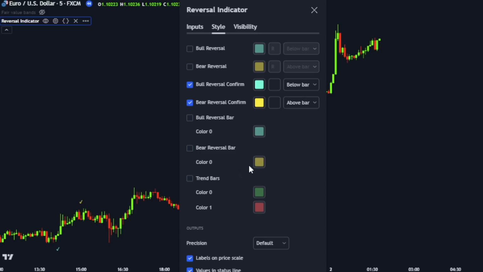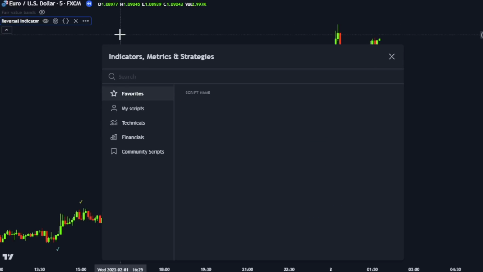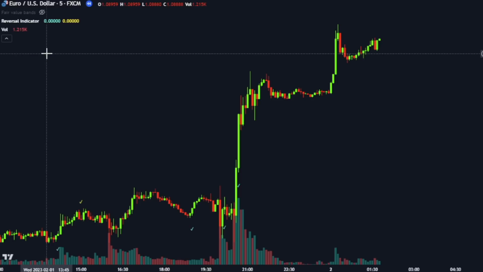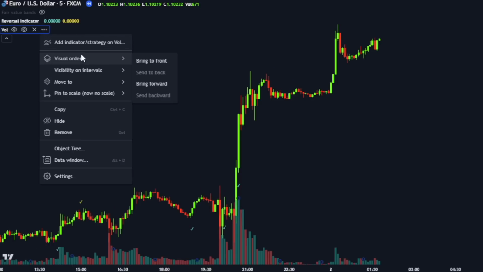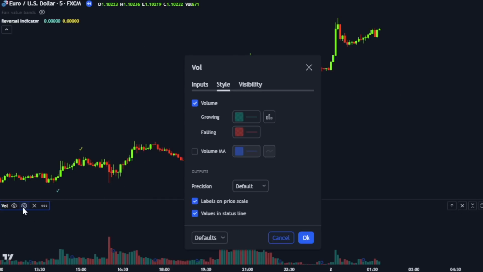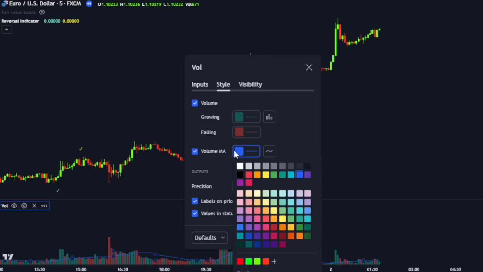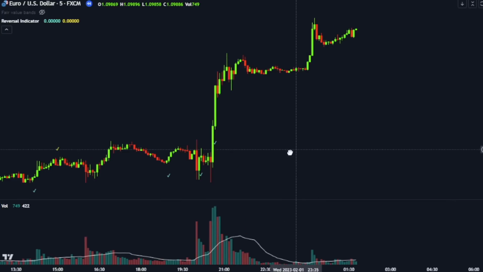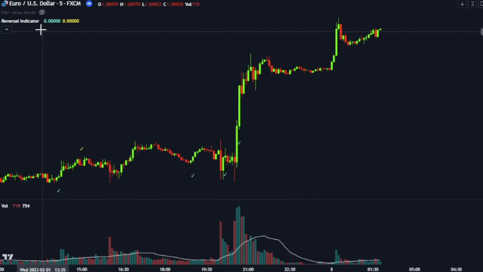Second, we are going to add the volume indicator created by TradingView. We move it to the pane below. And we are going to activate the moving average that it brings by default. And we're going to change it to white color for more visibility. Now that we have our strategy ready, I am going to explain how it works.